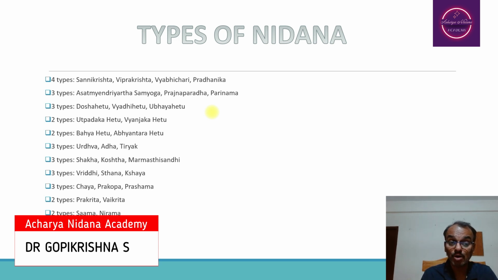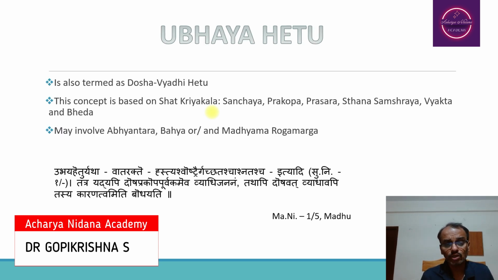Now we are discussing the third variety of the 3 types, that is Ubhaya Hetu. What does Ubhaya Hetu refer to? Ubhaya means 2, that is, it has 2 subclasses, 2 inclusions itself. That means it includes both Dosha Hetu and Vyadhi Hetu. What is the word meaning of this? This particular Hetu mainly depends upon the Shat Kriyakala.